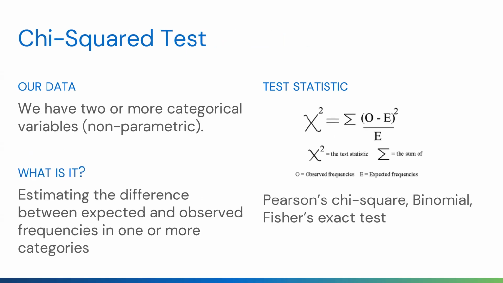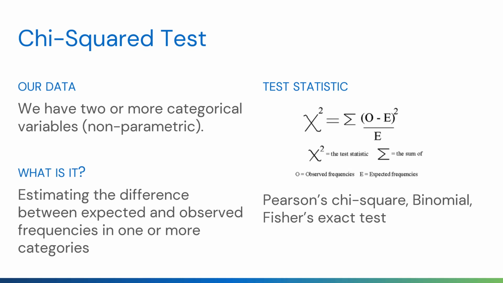The chi-squared test is used when you have two or more categorical variables that are non-parametric. This is when you estimate the difference between expected and observed frequencies in one or more categories. And the statistic for this is, again, the chi-square. The test statistic for this, again, you have to have observed frequencies and expected frequencies, and you sum them. There are different versions of this depending on the behavior of your data, and so as you look at your data, you can use different versions of the chi-square.